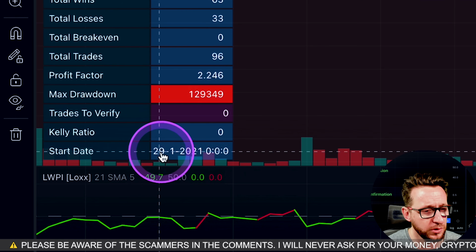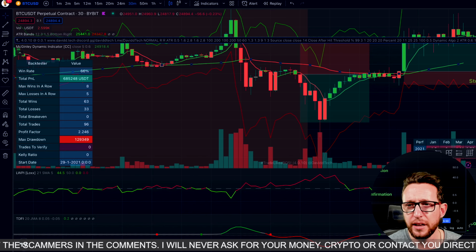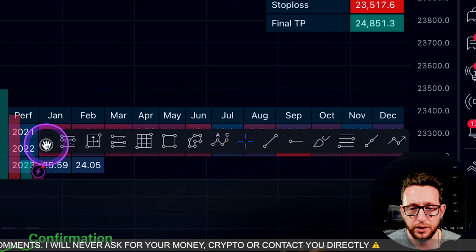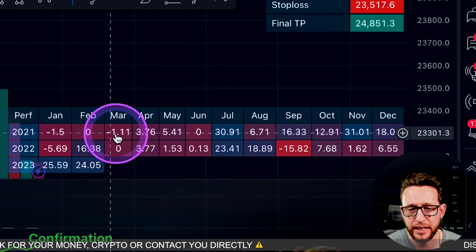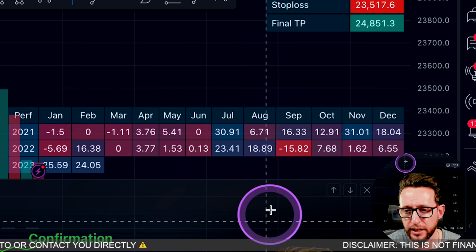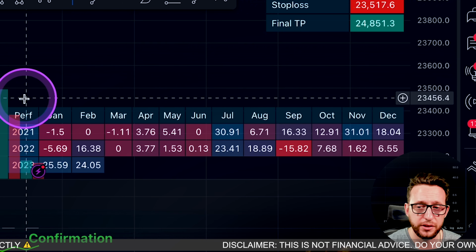Our first trade was on the 29/01/2021. We are currently at the 20th of February 2023. Now if I look over here, we can look at the performance table. As you can see, throughout the years there's been hardly any months that have been minus. There's 1 here, 2, 3, 4 months that have a minus in them. So it seems to me very good.